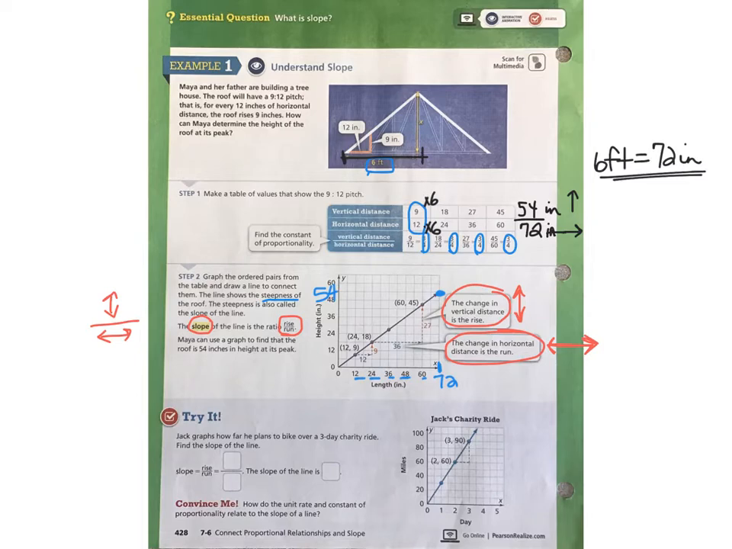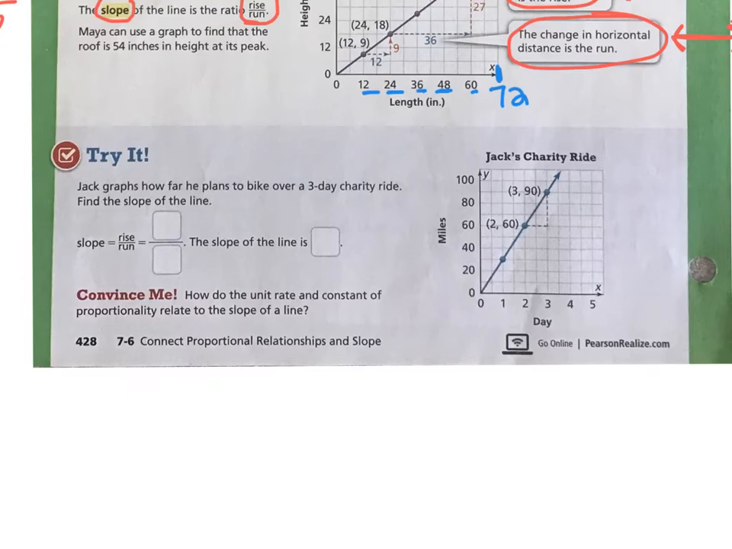Now let's look at the try it at the bottom of your page. Jack graphs how far he plans to bike over a 3-day charity ride. Find the slope of the line. Remember that the slope is the rise, which is the distance that we move up or down on the y-axis, divided by the run, which is how far we move from left to right on the x-axis. So it is still that ratio of y over x.